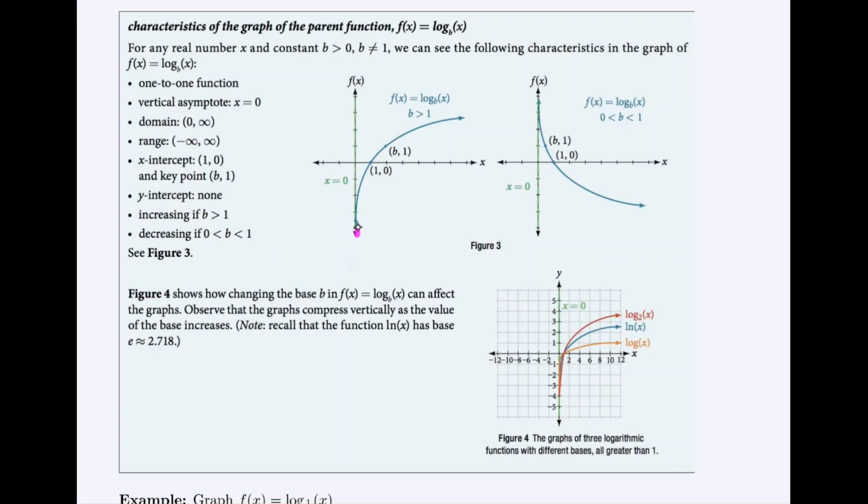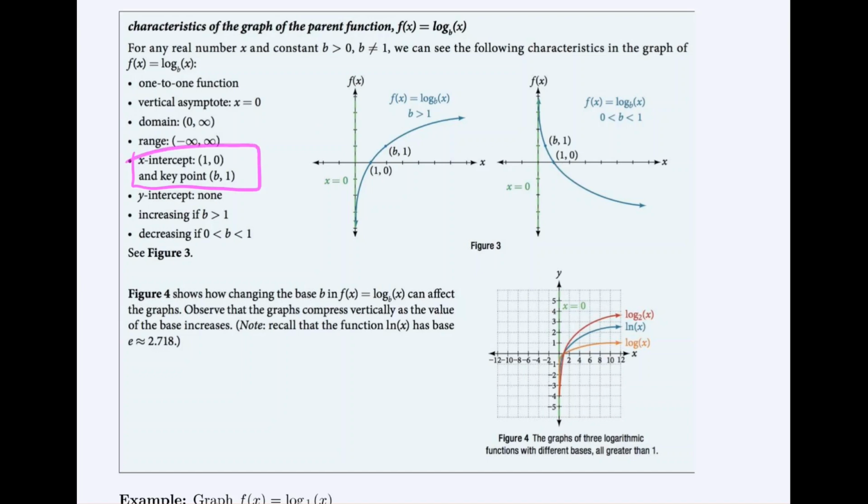And then you know whether your logarithm is an increasing function or a decreasing function based on the value of b. If b is greater than 1, it's increasing, and if b is between 0 and 1, it's decreasing. Now, based on the value of the base, the logarithm function is going to either stretch vertically or compress vertically, and it's all about these two key points.